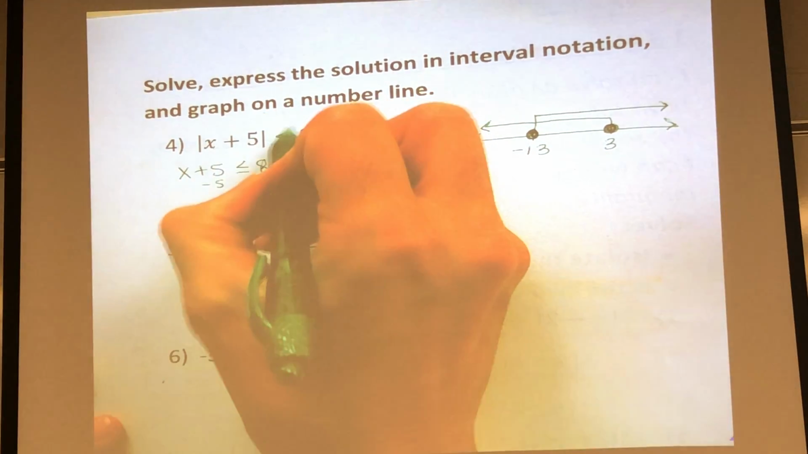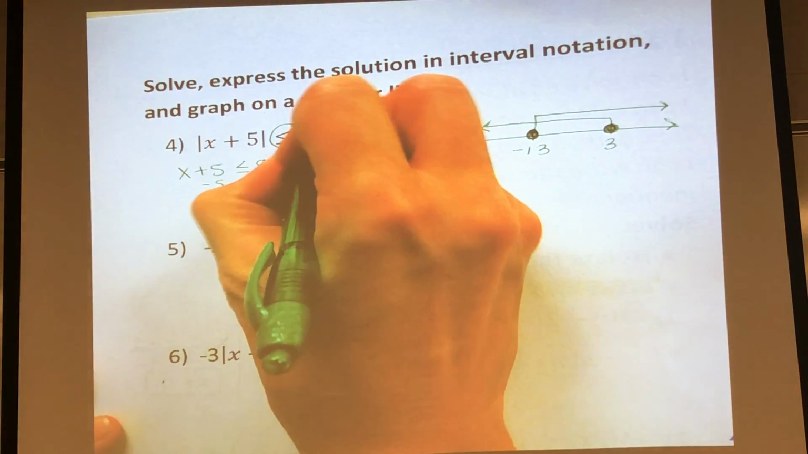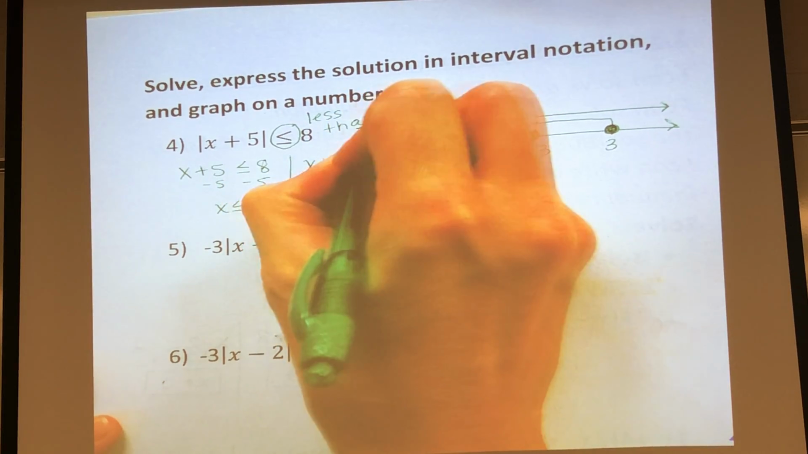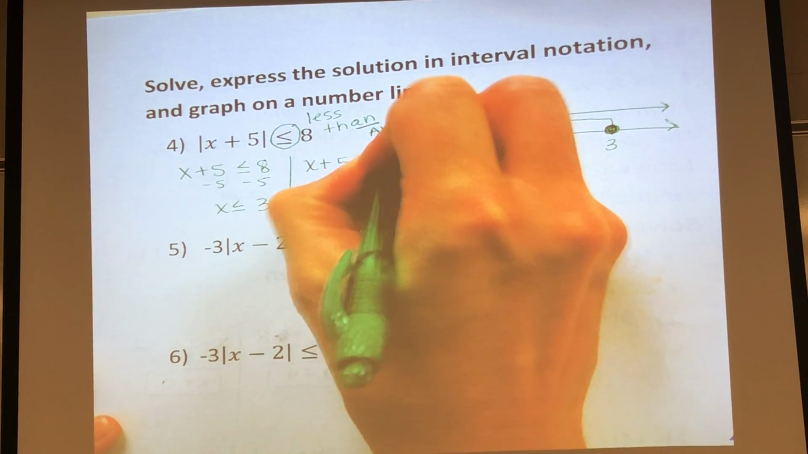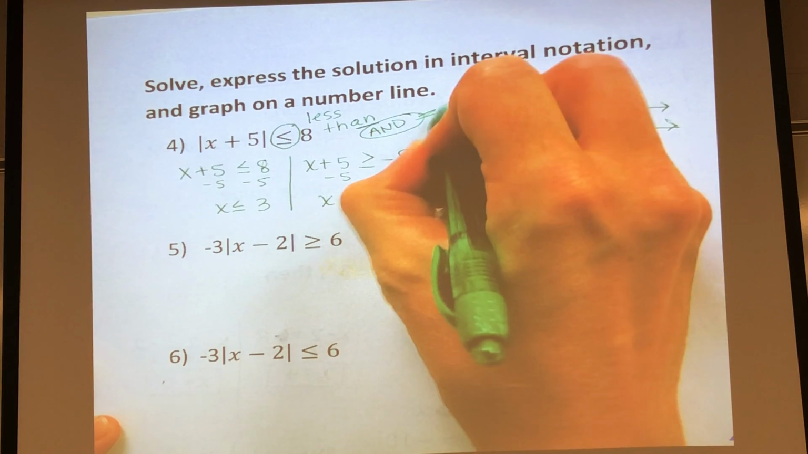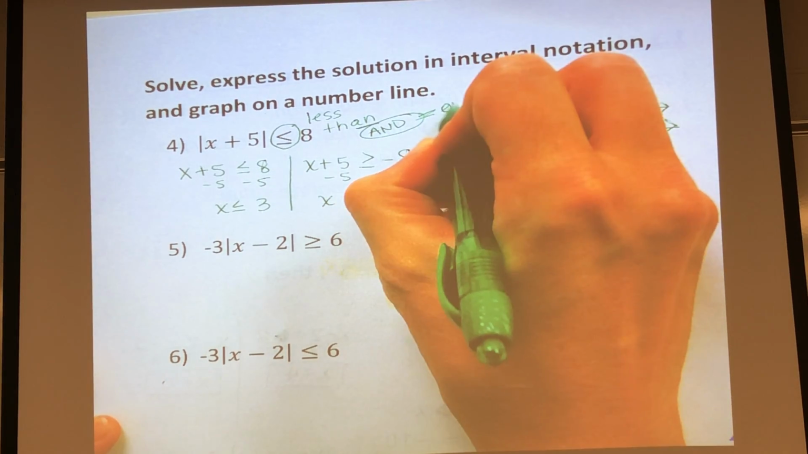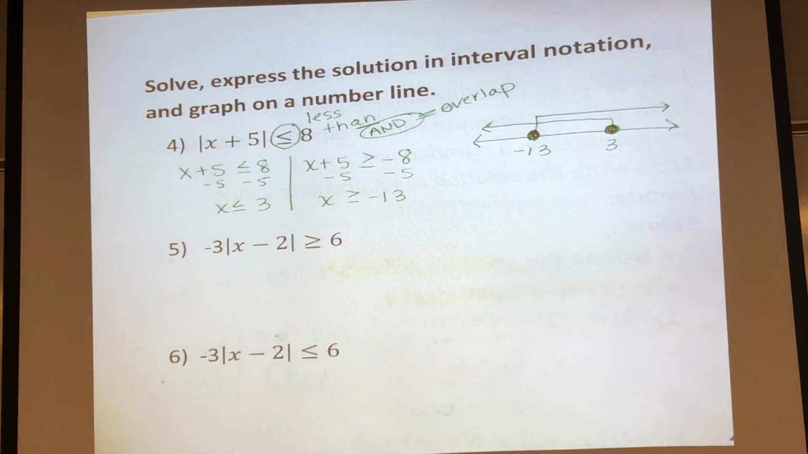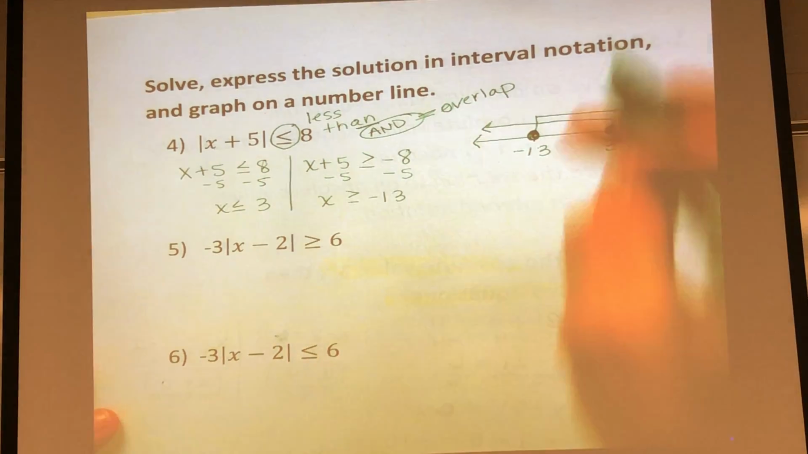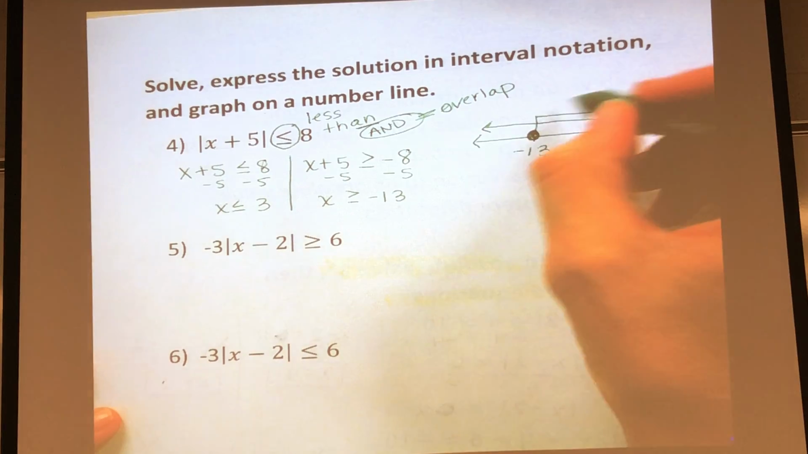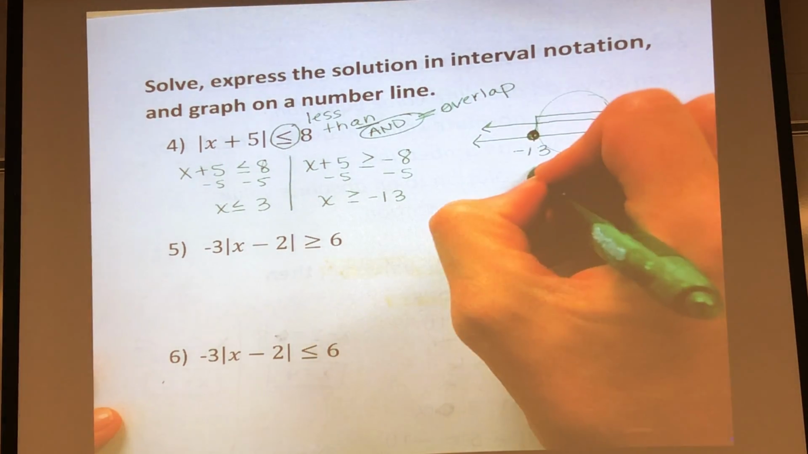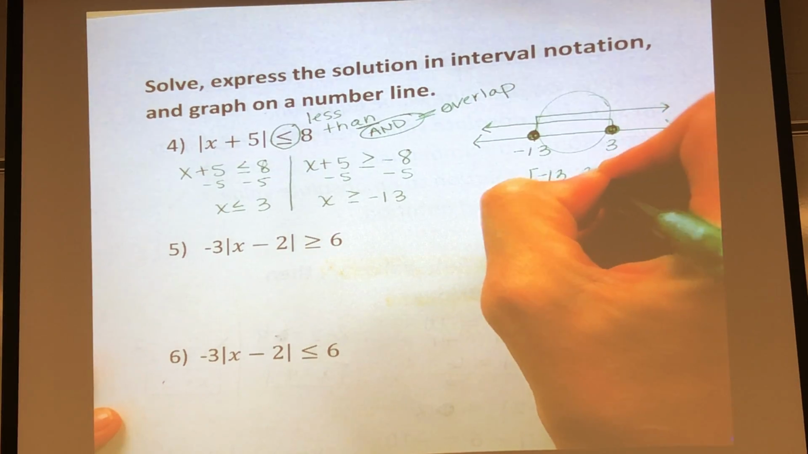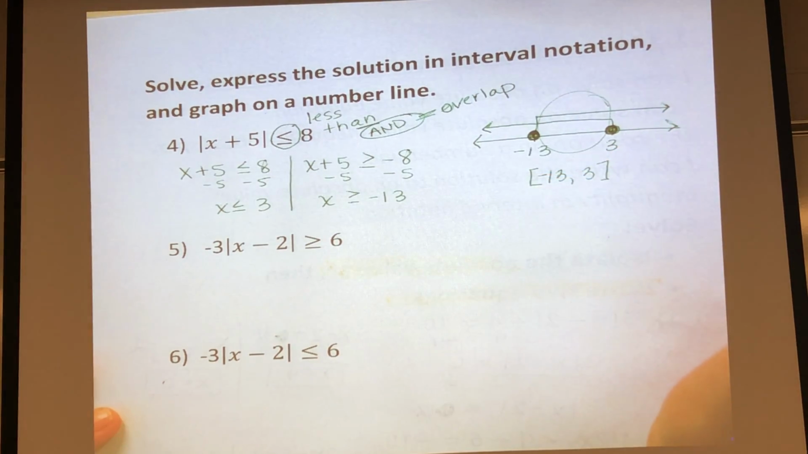So since this started off as a less than, that tells us it's the same as an and. And remember, and means overlap. So we are looking for where those overlap each other, which is right here in the middle, that section there. So we'd say bracket, because it's a closed circle, negative 13 to 3, bracket.